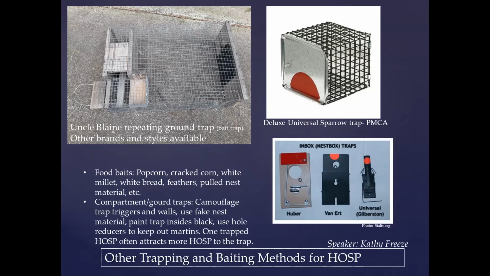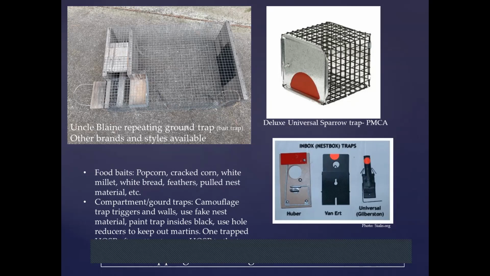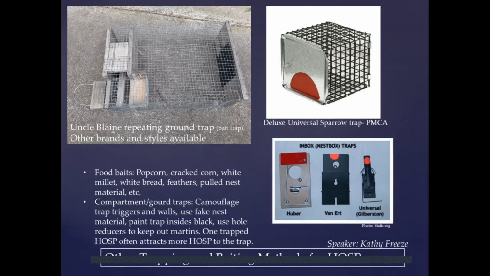Using these in combination, whenever you trap a house sparrow or a European starling in your bluebird box or your purple martin housing, if you take that bird and put it into your Uncle Blaine repeating ground trap, they will call in other birds. Not sure why. We're not sure if the house sparrow is calling for help or if he's just calling for other birds to come join me. I've got free food and water in here. By the way, make sure you put in water and food in there if you do put house sparrows in there, because they will absolutely draw in other house sparrows into your repeating ground trap.